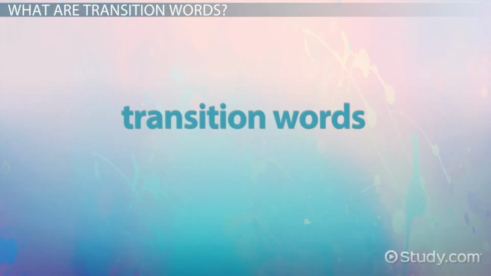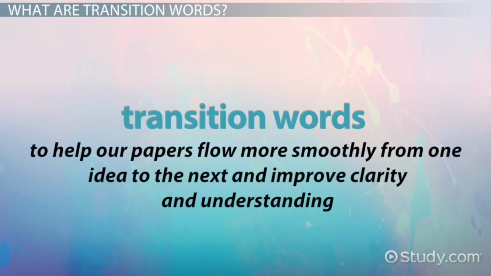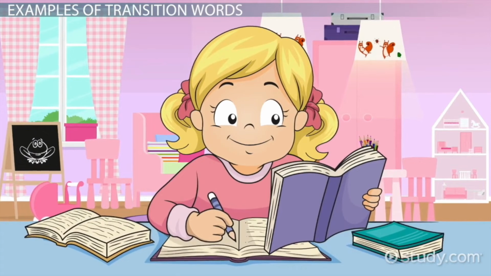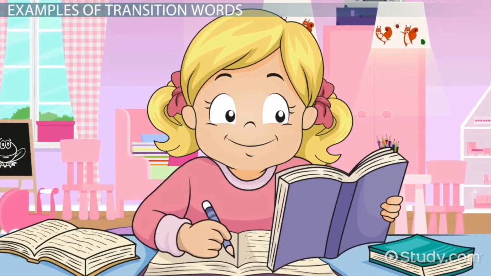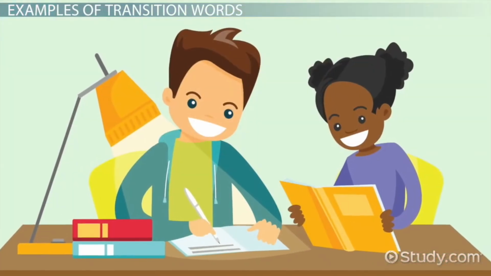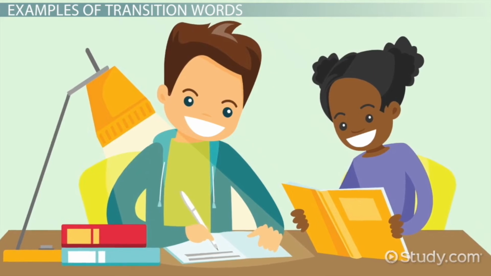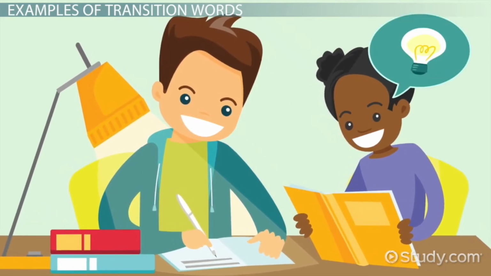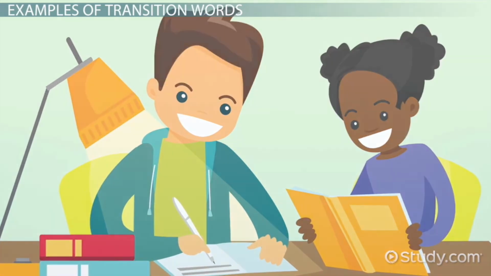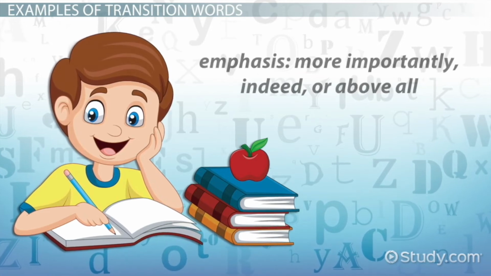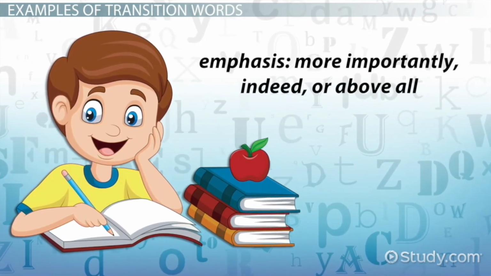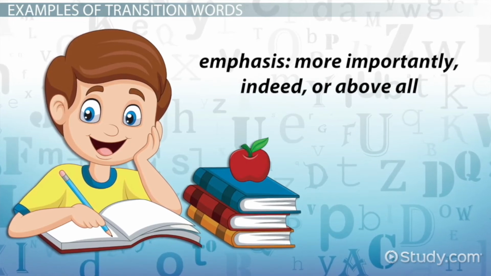In the same way, we need to use transition words when we write to help our papers flow more smoothly from one idea to the next and improve clarity and understanding. There are many transition words to choose from. However, they can't all be applied to serve the same purpose. Examples of the different purposes transition words serve include showing importance or emphasizing, showing that something is different, introducing other ideas, demonstrating the effect of something, and showing order of events. Here are a few examples of transition words that fall into those categories. Emphasis. Examples include more importantly, indeed, or above all.